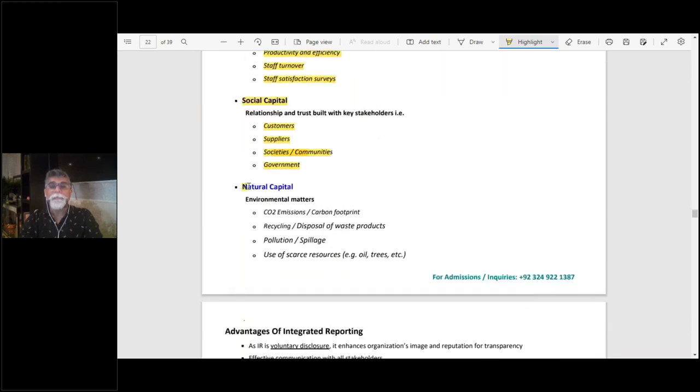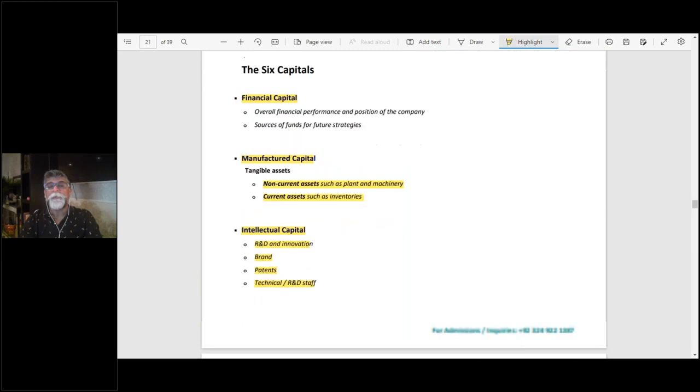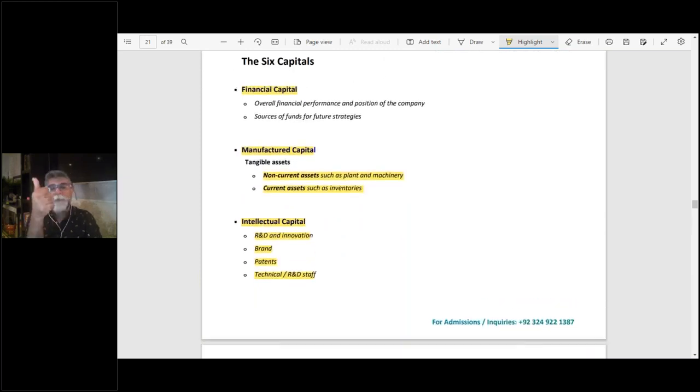And lastly, there is natural capital, which talks about CO2, recycling, disposal, pollution, use of scarce resources. Is this clear? You will need to remember the six capitals: financial capital, manufacturing capital, intellectual capital, human capital, social capital, natural capital.